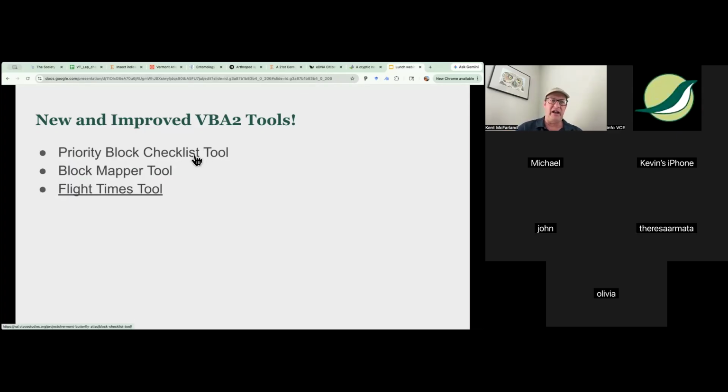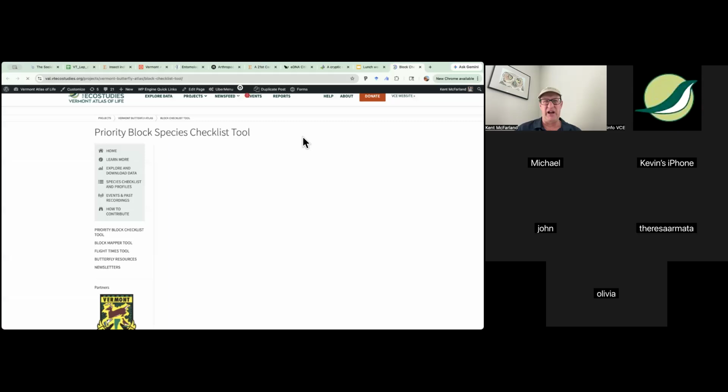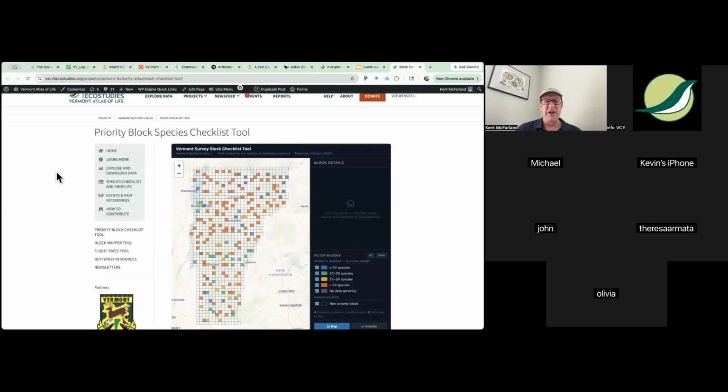I really wanted to highlight first the priority block checklist tool. And I'm actually going to go to it right now live. So if you go to it, here's all the tools: the priority block checklist tool, the block mapper tool, and the flight times tool. And this is the priority block checklist tool. You can get a checklist of what butterflies are known during this atlas from any block, but it prioritizes, again, the priority blocks. And you can see over here the different color codes for how many species we have on them.